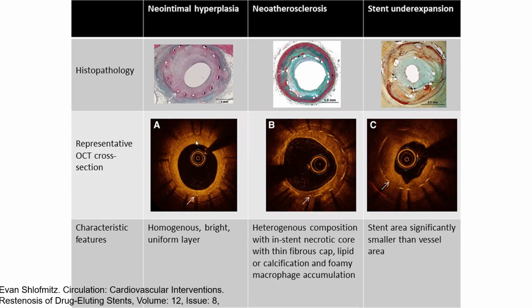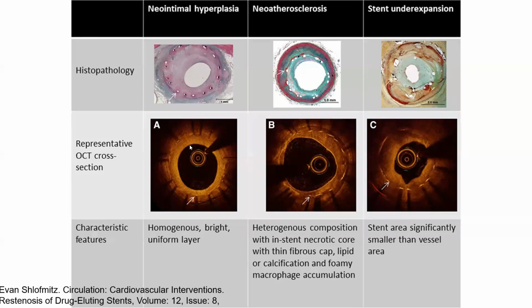So this is neointimal hyperplasia by OCT. It looks like a thick, fibrous, bright tissue that's homogeneous. Conversely, neoatherosclerosis looks more like a lipid-rich plaque. Those are the dark areas inside the plaque. You can see a cap. Sometimes it's a thin cap, sometimes it's a thick cap, and sometimes you could see a thrombus inside it.